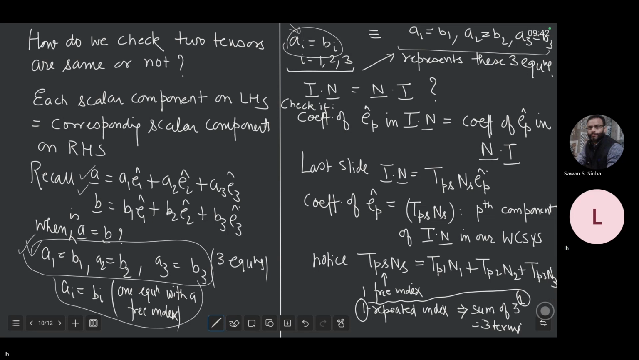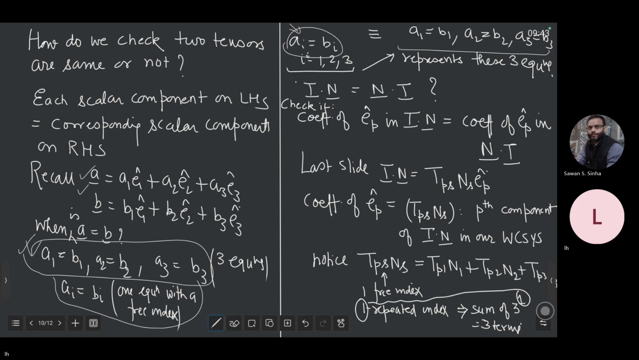All right. Now come to T dot N equals N dot T. Are they same or not? I already know both are vectors. Check if the coefficient of EP in T dot N is equal to coefficient of EP in N dot T or not. That is the thing we need to check. If you can show they are same, this is like proving this. And that is good enough for you to conclude that the two vectors themselves must be the same. All right.